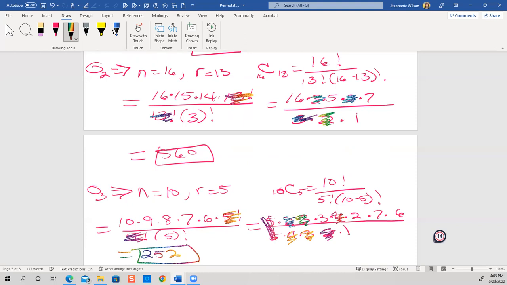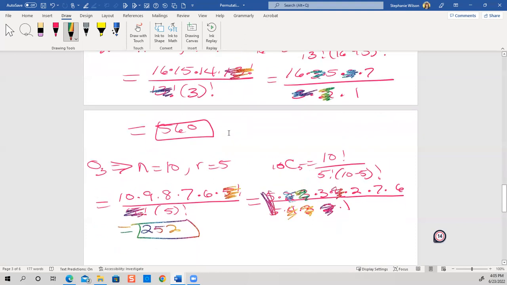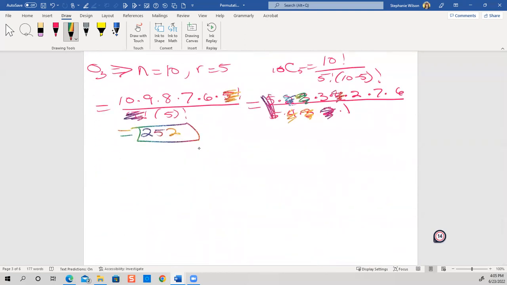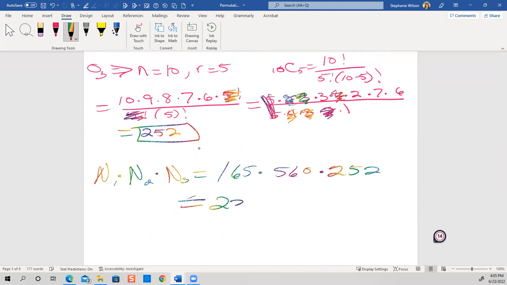All right, now that I know all this, the last thing we need to do is take the answer from order 1, 2, and 3 and multiply them together. So I got 165 times 560 times 252, and my answer is 23,284,800. And this here is the possible ways to form the banquet.